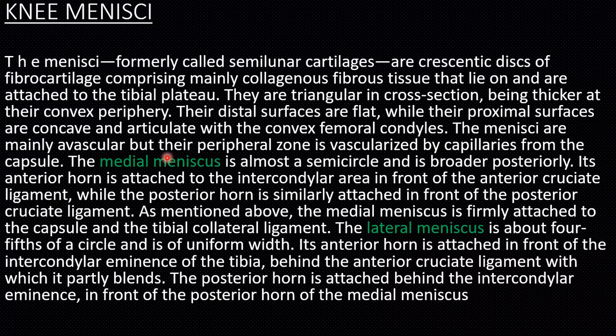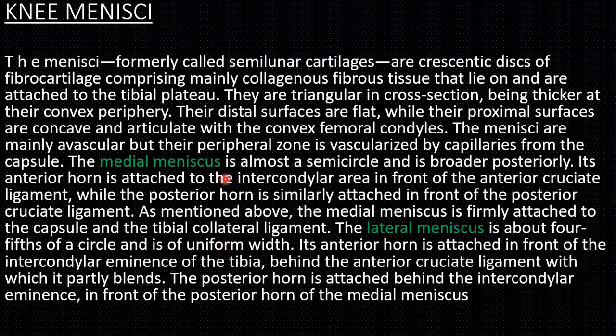Now, medial meniscus. Okay, please understand that the medial meniscus is the one which is semicircular, almost a semicircle. It is broader posteriorly. Now, the anterior horn of the medial meniscus is attached to the intercondylar area in front of the anterior cruciate ligament, whereas the posterior horn is attached similarly in front of the posterior cruciate ligament. So, both the anterior and posterior horns are attached in front of the respective cruciate ligaments. Now, as mentioned above, the medial meniscus is firmly attached to the capsule, okay, and the tibial collateral ligament. Please remember that.